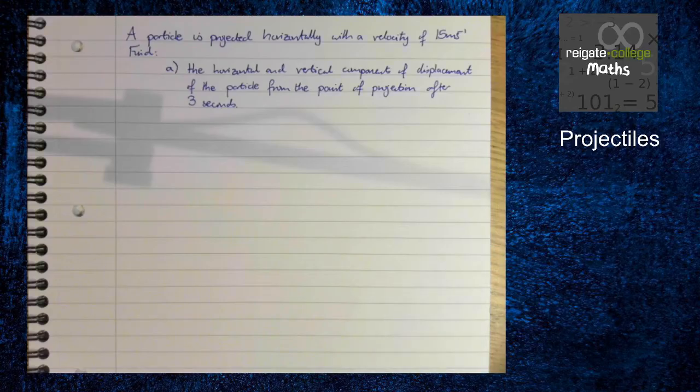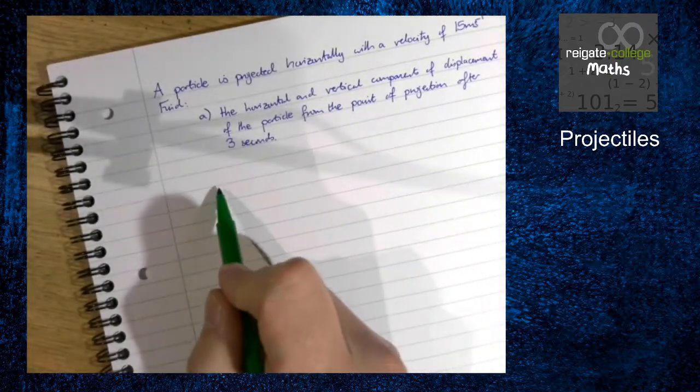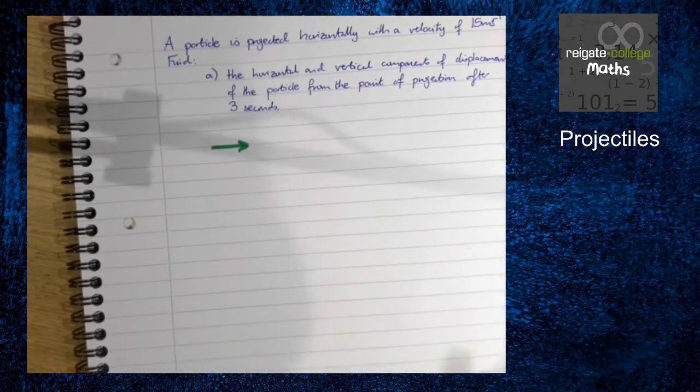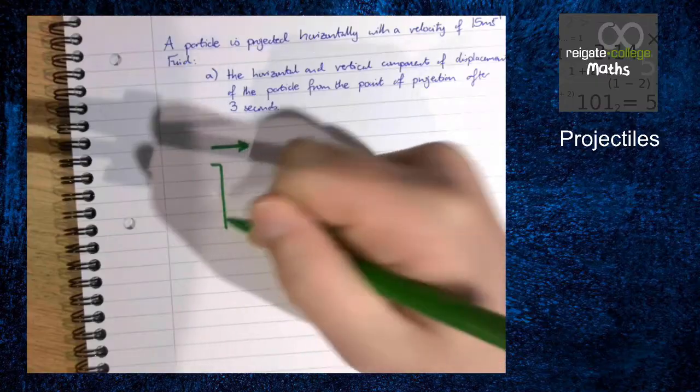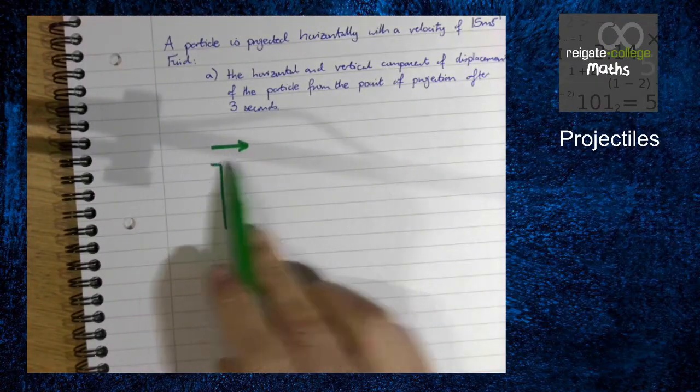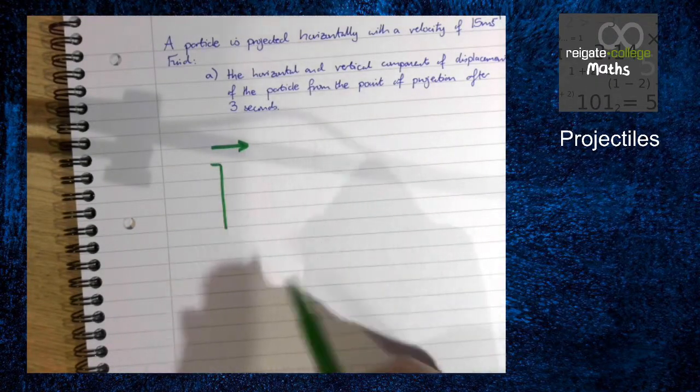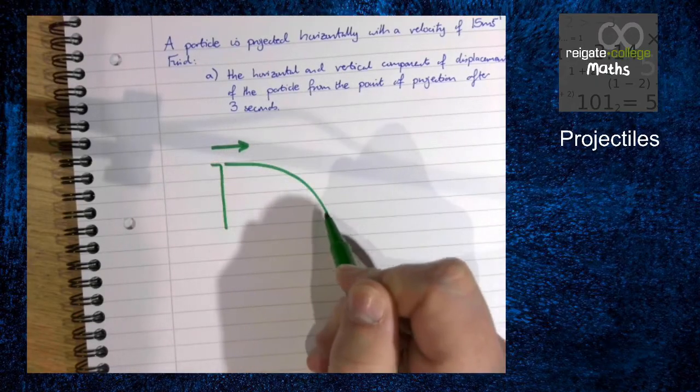So this is the first example we're going to look at, and this is part A of it. We've got a particle projected horizontally with a velocity of 15 meters per second. Find the horizontal and vertical components of displacement of the particle from the point of projection after 3 seconds. So first things first, let's think about drawing a diagram. We're not told it's off a cliff, but it's projected horizontally, which means it's initially going this direction. So in terms of our diagram, let's draw it on a ledge, because otherwise it's just rolling along the floor, and that's not what happens. So we've got kind of this way.